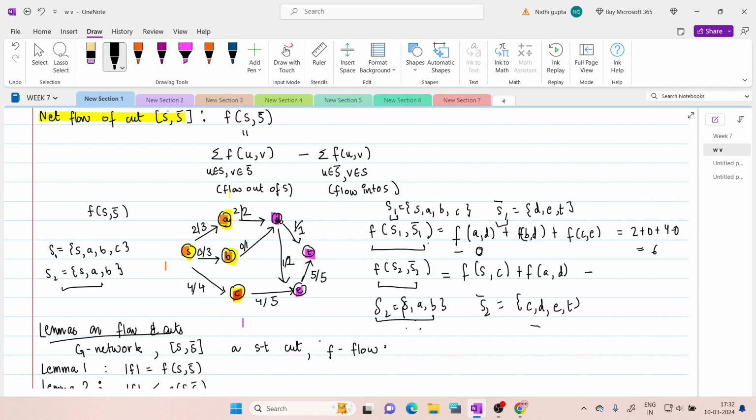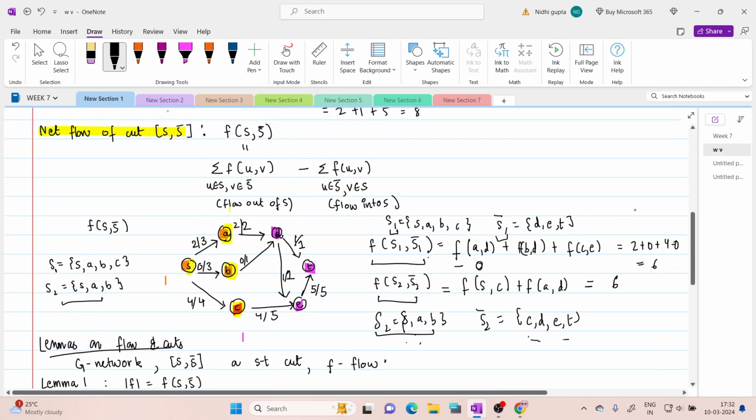But what is flow into S2? If we look at flow into S2, the initial vertex is in S2 bar and the final vertex is in S2. Do we have any edge going from S2 bar to S2, if S2 is SAB and S2 bar is CDET? No, nothing. So it is FSC plus FAD, which is also 6.